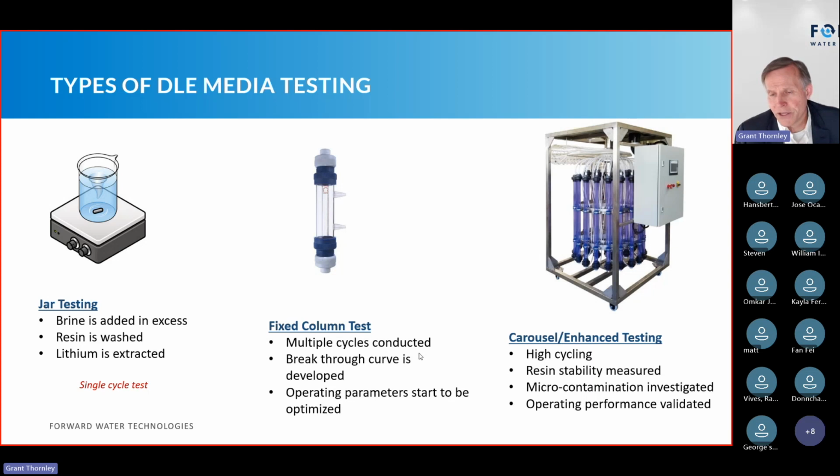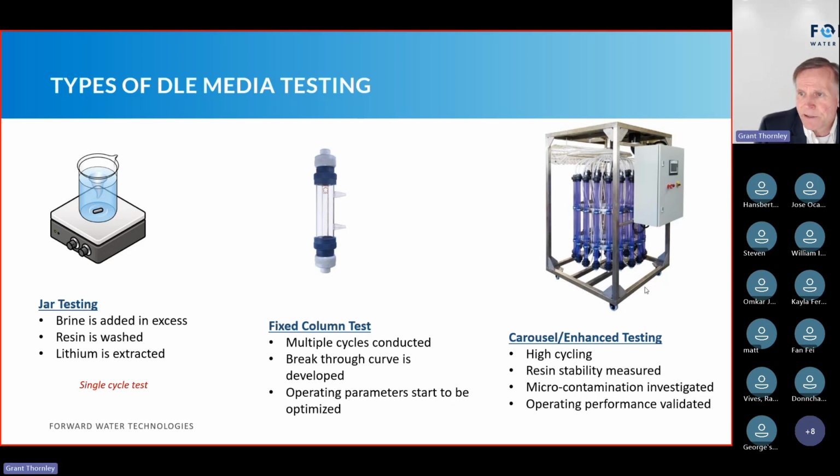And when you do your fixed column test, whereas the beaker is one, you're going to do multiple cycles. As I said, when I say multiple cycles, I mean 3 to 5 to stabilize my resin and get a stable breakthrough curve, and then I'm going to continue on, hopefully to about 30 cycles, and see what the stability of the operation is. So by doing the fixed column, I control my variables, and it allows me to start optimizing, looking at different things, my pH, my flows, my temperatures, and optimize my process.